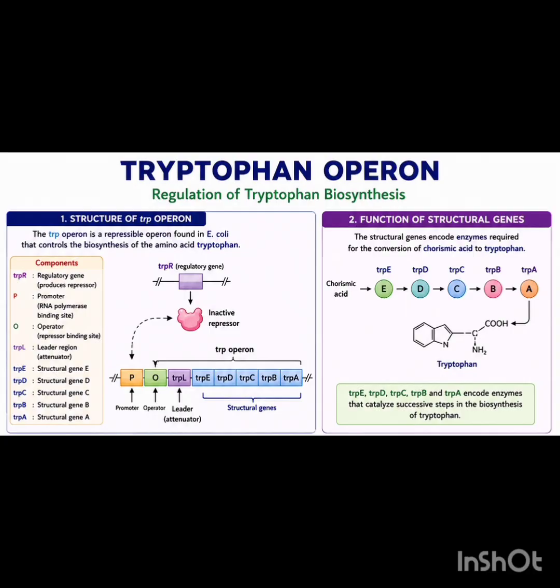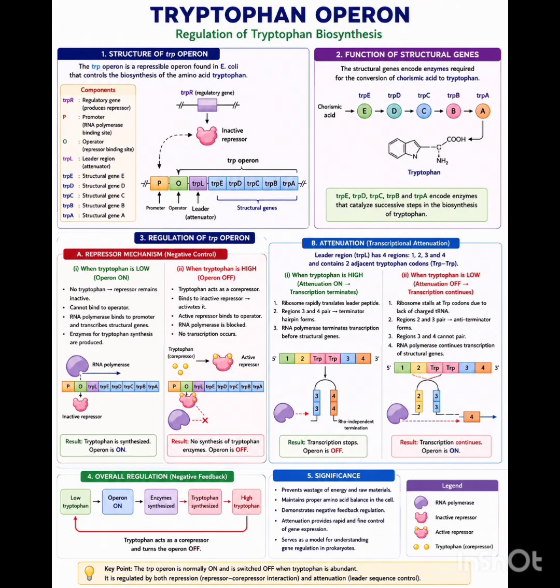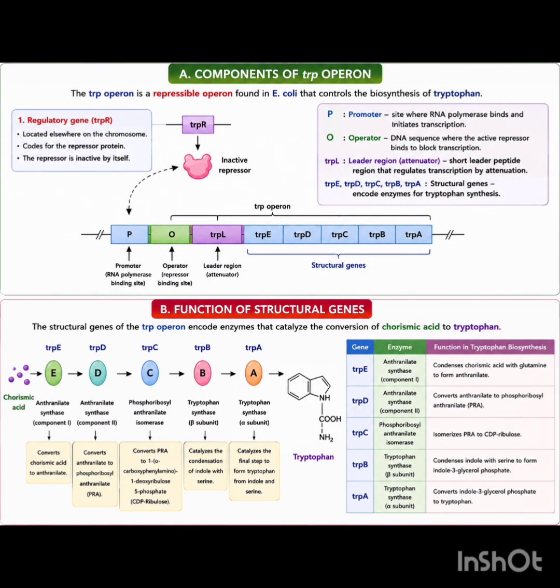So before discussing the operon itself, it is important to understand why gene regulation is necessary. Living cells require energy for growth, reproduction, transport, and metabolism. If cells continuously produced all enzymes regardless of necessity, a large amount of energy and resources would be wasted. Therefore, cells have evolved mechanisms that allow them to synthesize proteins only when required. The tryptophan operon is one such regulatory system that controls the biosynthesis of the amino acid tryptophan.